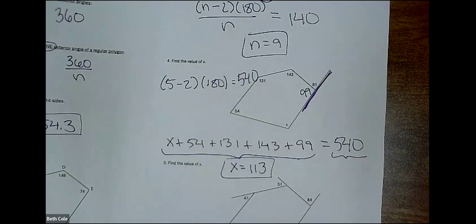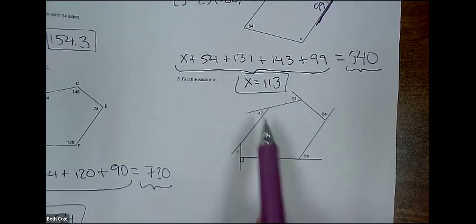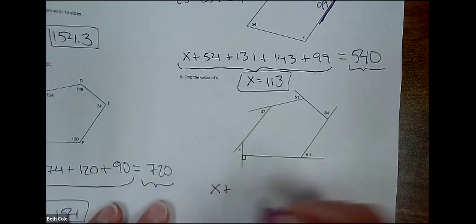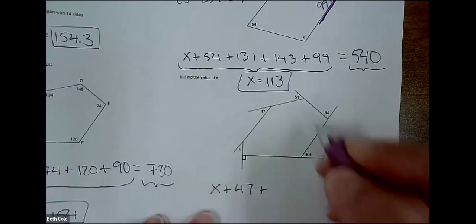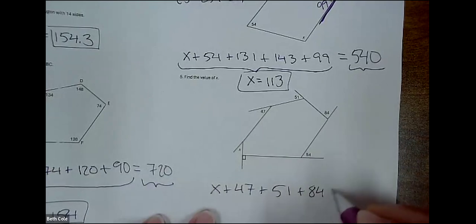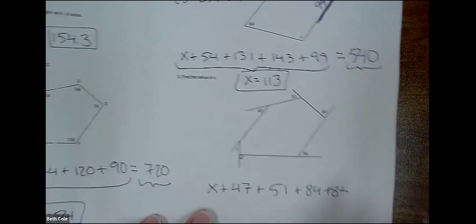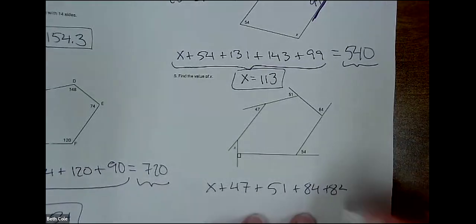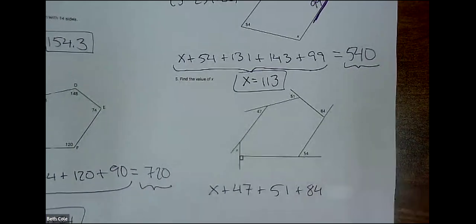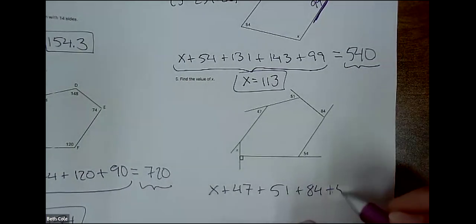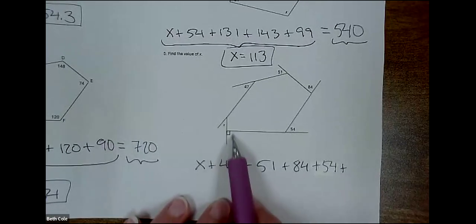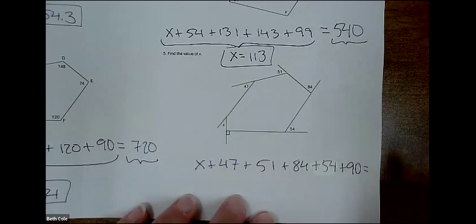Number 5, again, is real similar to what we just did, except do you see where the angles are? They're not inside. Where are they? Outside means exterior. So we're going to add them all up. X plus 47 plus all the rest of them. Oops, I wrote 84 twice. What is that? 51, 84 plus 54 plus, and then again, what is the little square? 90. I ran out of space.